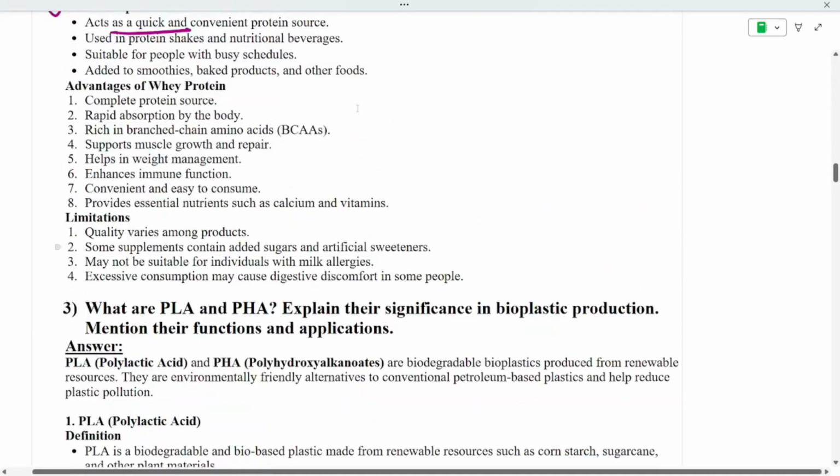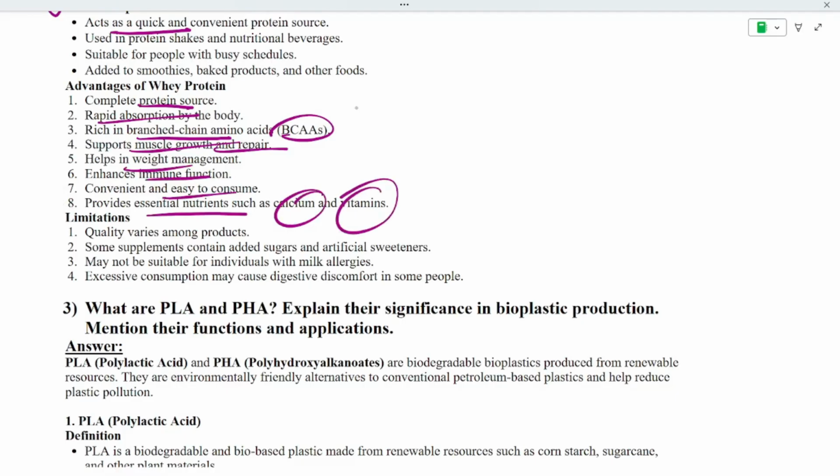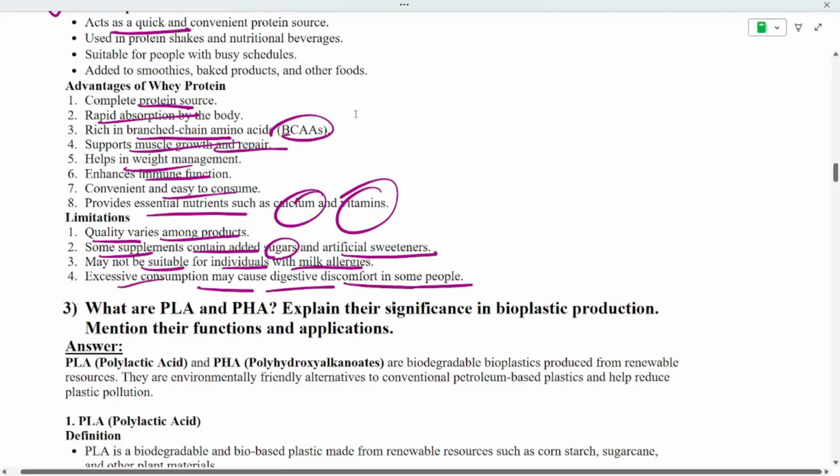Next, advantages are: complete protein source, rapid absorption, BCAAs as I said, muscle growth and repair, helps in weight management, immune function, easy to consume, provides all essentials, that is calcium and vitamins. Limitation is that quality varies among products. Some supplements contain sugar and artificial sweeteners and all, and may not be suitable for individuals with milk allergies. Next, excessive consumption may cause digestive discomfort in some people. This is whey as protein.